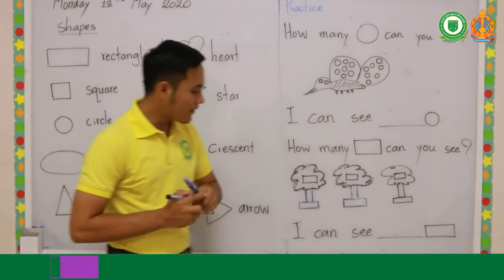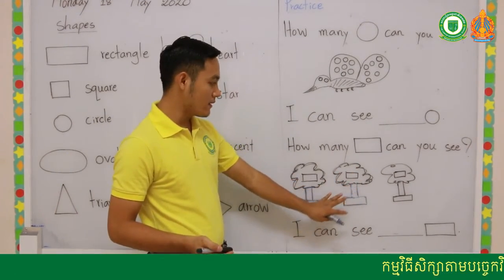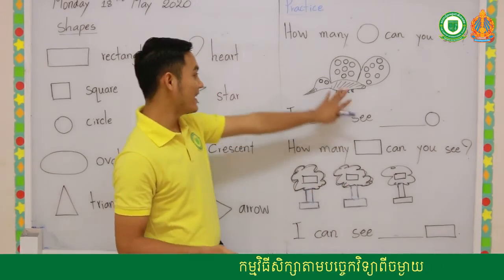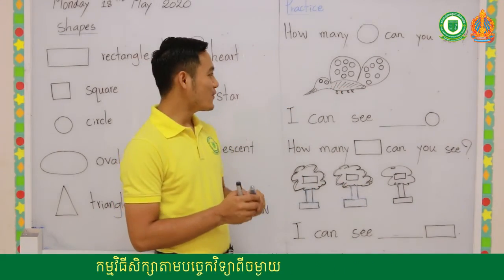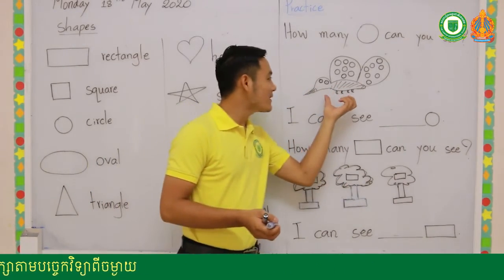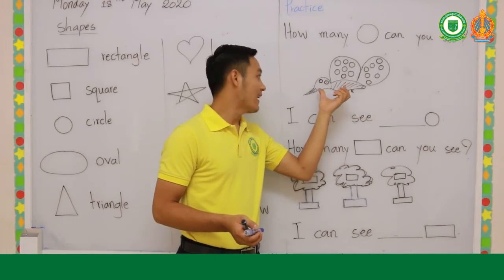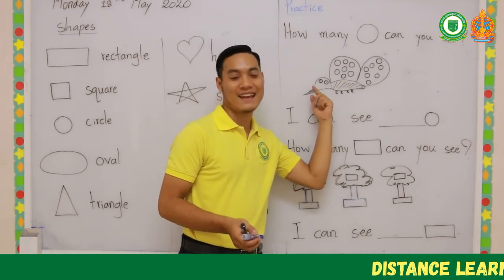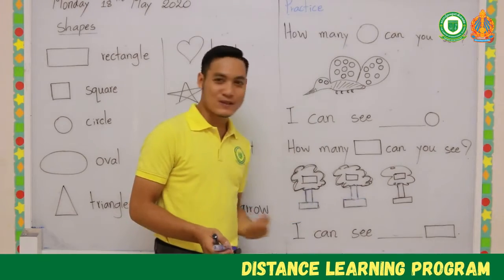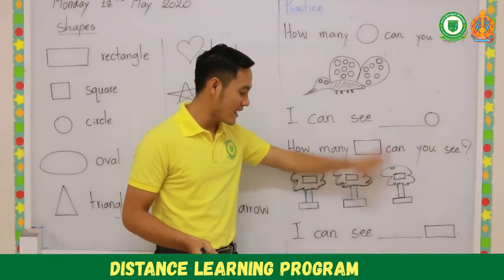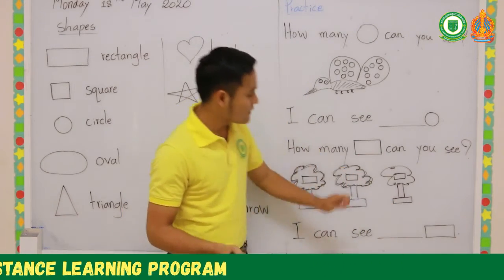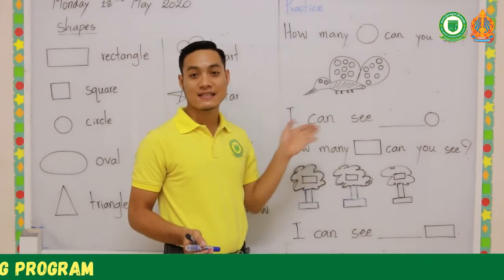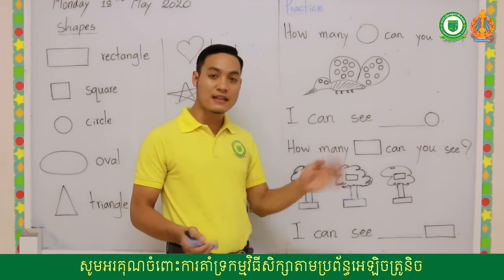Okay, so I already added some shapes here, adding rectangles and adding circles. So what you have to do is look at the picture again and find how many circles are there and how many rectangles are there. Okay, this is your exercise, one more exercise. So do this. Okay, copy your answer and send it to me.